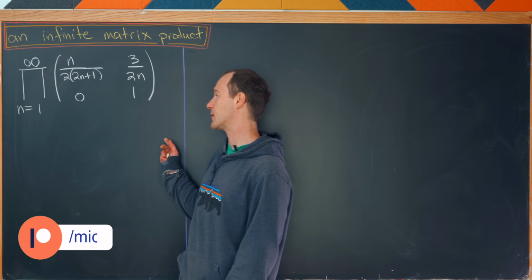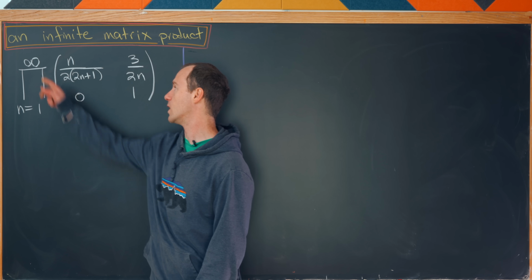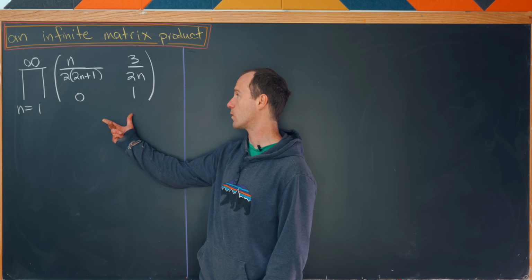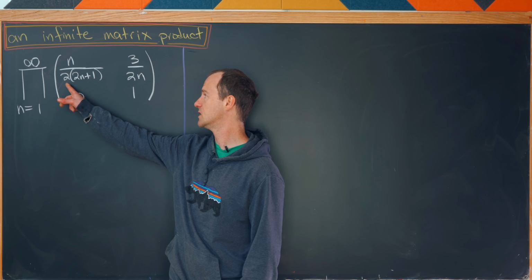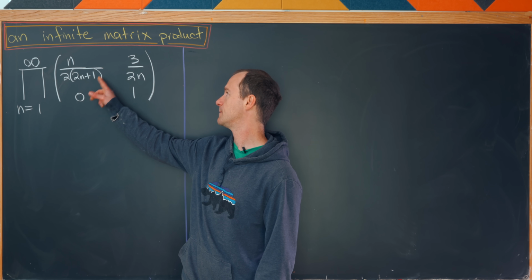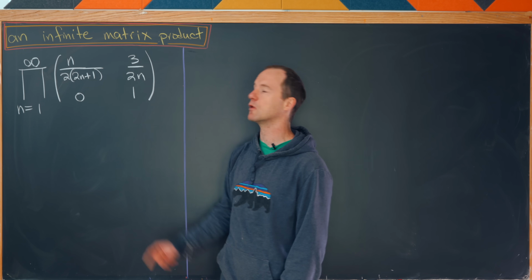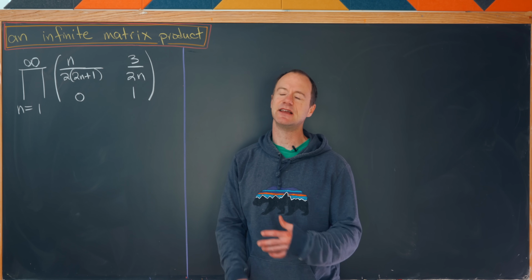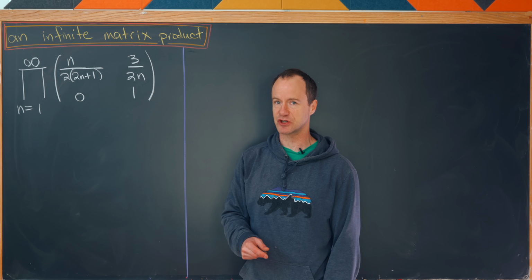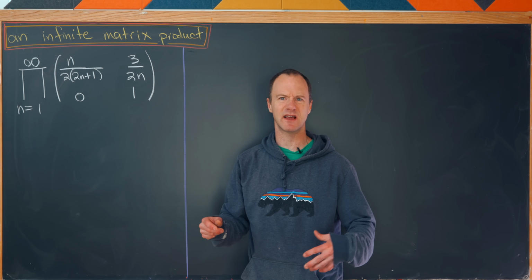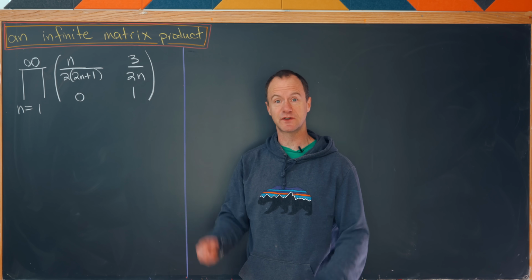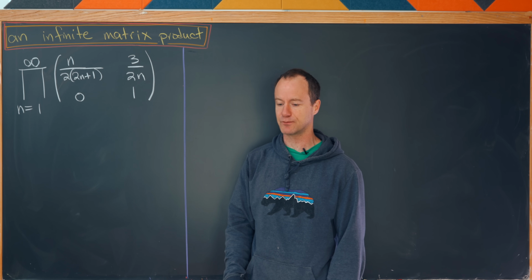We'd like to find the product as n goes from 1 to infinity of these 2 by 2 matrices of the form n over 2 times 2n plus 1, 3 over 2n, 0, 1. Those are upper triangular matrices, and it's super helpful that they are, because that will give us the ability to find a closed form of the partial product pretty easily.